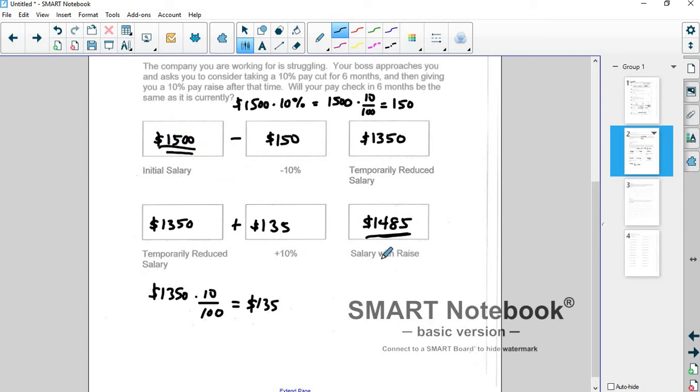I'm not back up to my $1,500. What happened? Well, percentages are, again, based on a percentage of another amount, another value. So 10% of 1500 is different than 10% of 1350. You can't just add and subtract percentages. It doesn't work that way. Okay? So you need to understand that you can't do that.